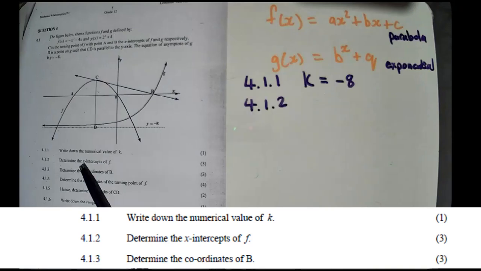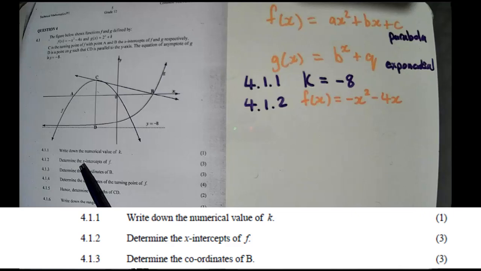Right, looking at the next question, 4.1.2. Determine the x-intercepts of graph f. Now graph f is this one here, which is the parabola. They say you must find the x-intercepts. So already just looking at it, we know one x-intercept is definitely 0. We can see that already. Right, but let's calculate it.